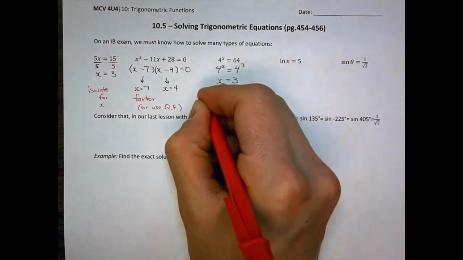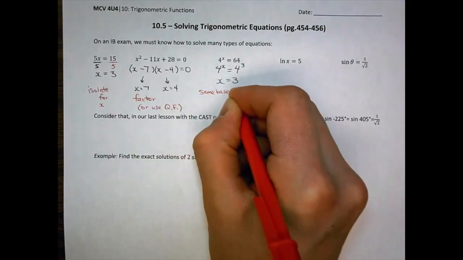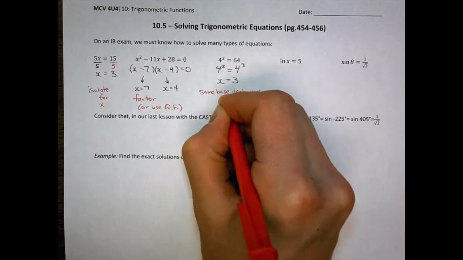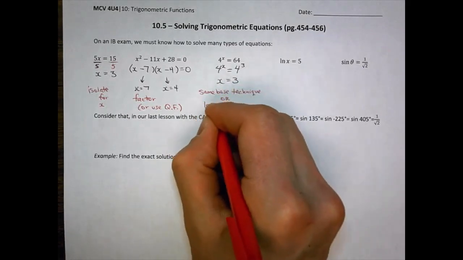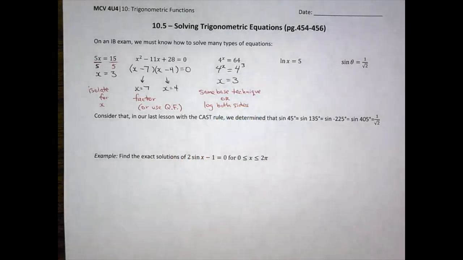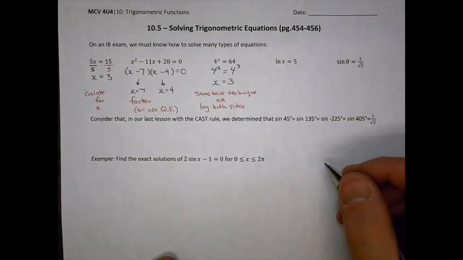So you would use the same base technique or log both sides. Log both sides is probably what you're more familiar with, right? But it's very useful if you have a calculator.